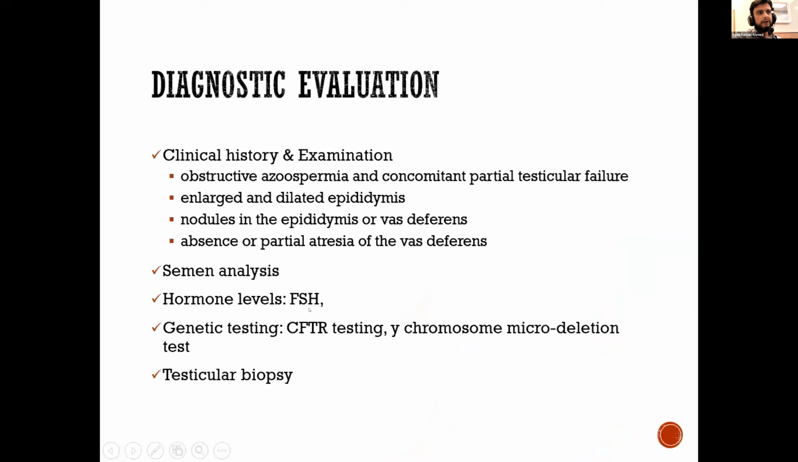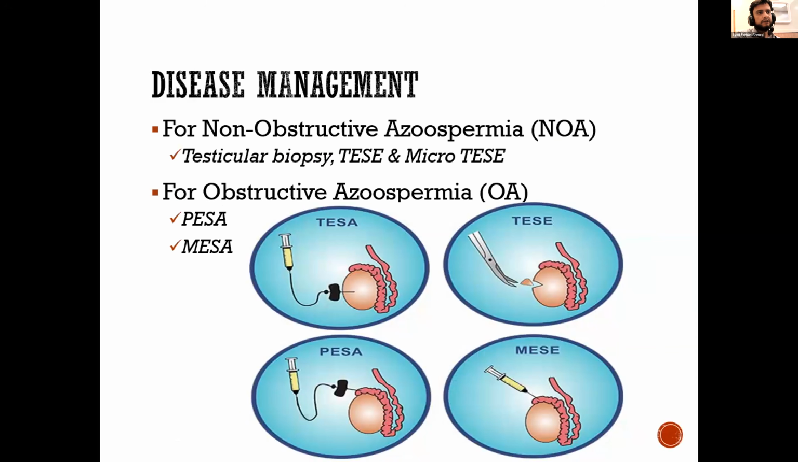Basically, we do procedures like testicular biopsy, like micro TESE, or percutaneous epididymal sperm aspiration or microscopic epididymal sperm aspiration in patients with obstructive azoospermia. And for non-obstructive, we do testicular sperm extraction or micro TESE.